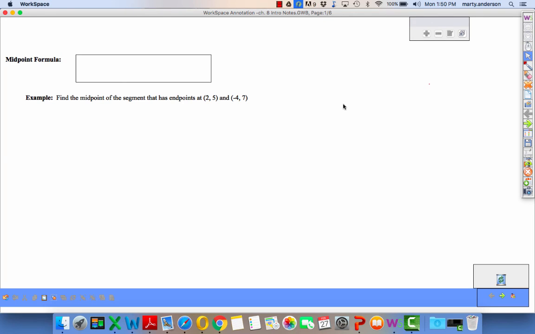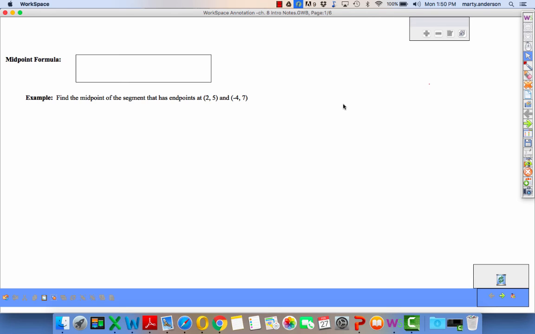Okay, we're going to go through the Chapter 8 intro information. This is all stuff that you have seen in either Algebra 1 and or Algebra 2, so hopefully it shouldn't be too difficult. Your task is to then complete the rest of the problems that kind of go along with the example problems that we're doing.